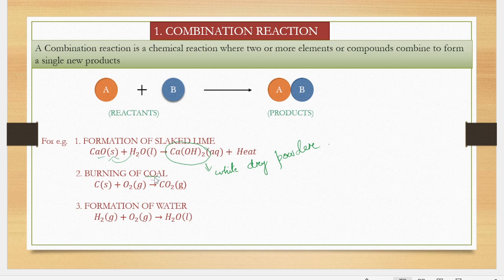Next one is the burning of coal. Coal is a black color sedimentary rock, mostly composed of carbon. When carbon present in coal gets completely burned in presence of adequate oxygen, it converts to carbon dioxide. This is a combination reaction. Carbon and oxygen are the two reactants. They combine together and form carbon dioxide gas. Same way in the case of formation of water, hydrogen and oxygen combine together and form water.